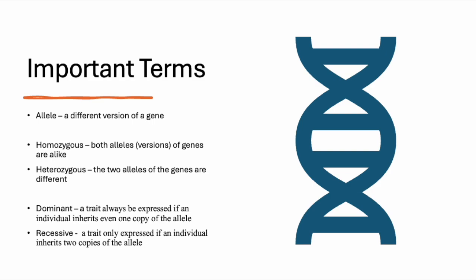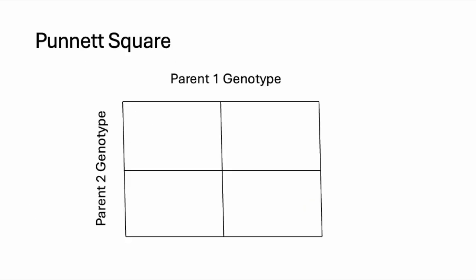To use a Punnett square, you need to know the genotypes of the parents. The possible gametes, sperm and egg cells, of each parent are written along the top and side of the square. The possible genotypes of the offspring are then written in the boxes within the square. One letter from one parent and one letter from the other parent fill each box.